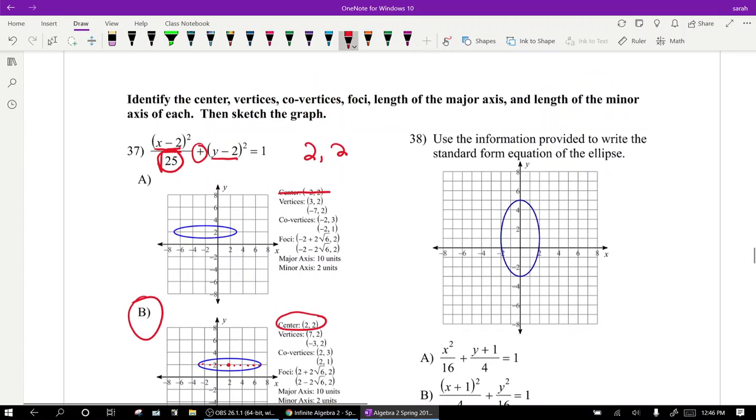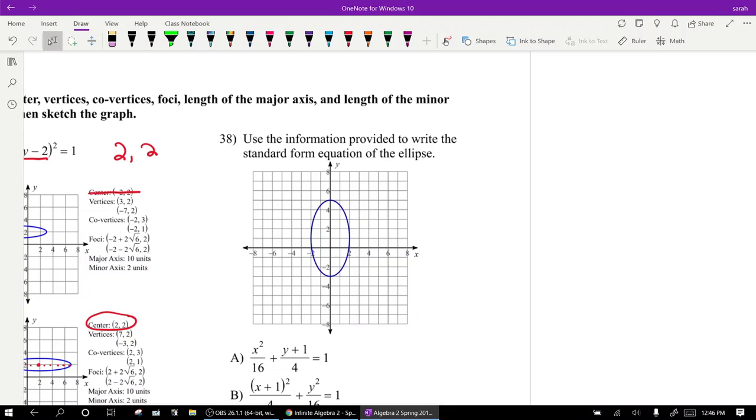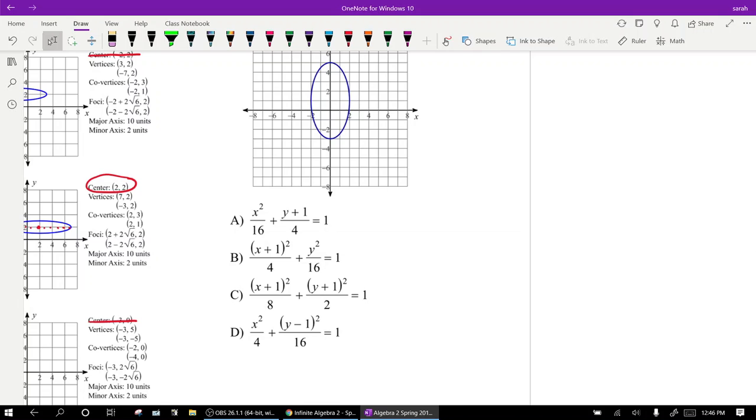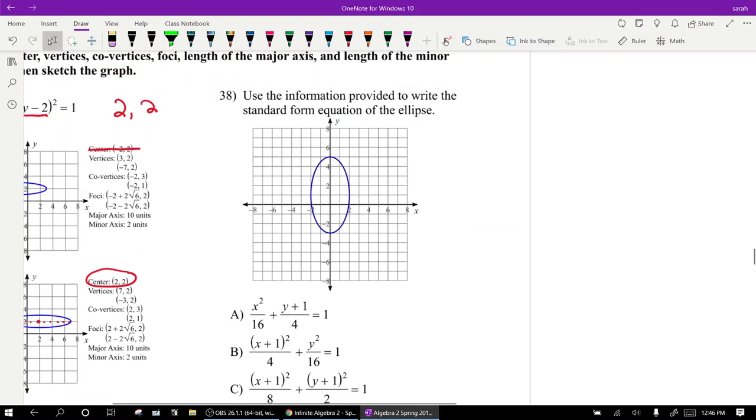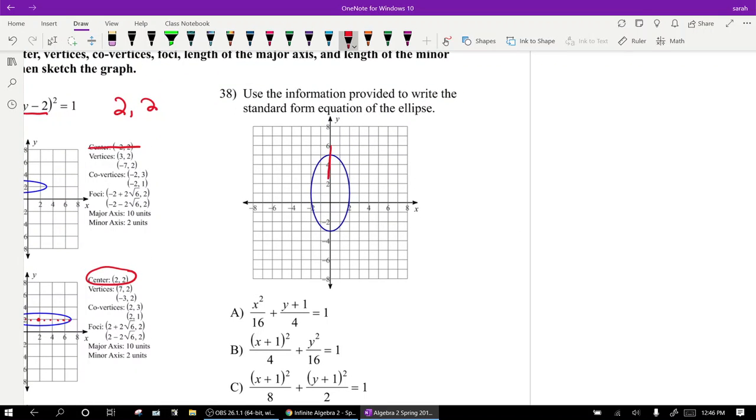All right, so just using some elimination, you can get these answers pretty easily. All right, again, we have an ellipse here, so we want to make sure all of these choices are true, and they are. The next thing we want to do is let's find our center.